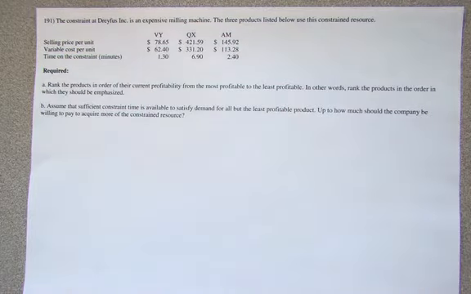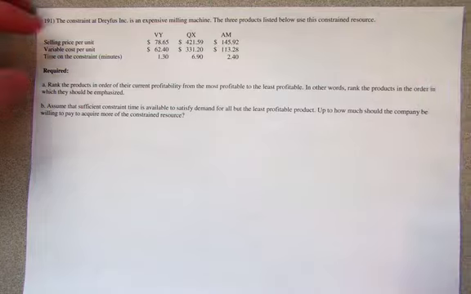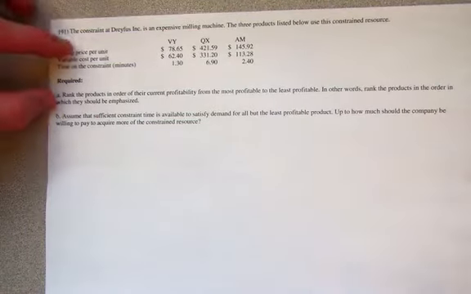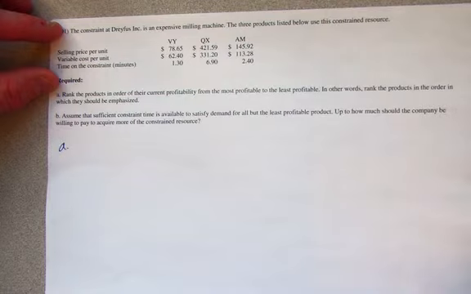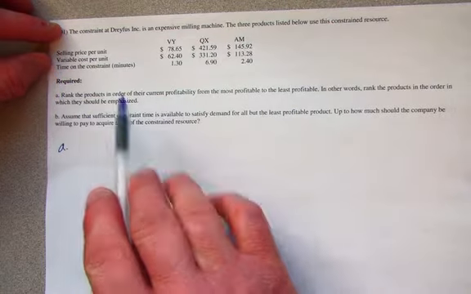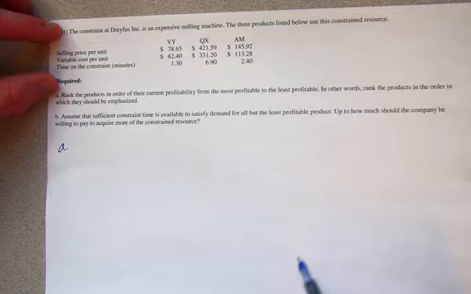This question involves maximizing the profit that we could earn when there's a constrained resource. So this company constructs three different products, cleverly named VY, QX, and AM. And the first thing they want us to do is to rank the products in order of their profitability from most profitable to least profitable.